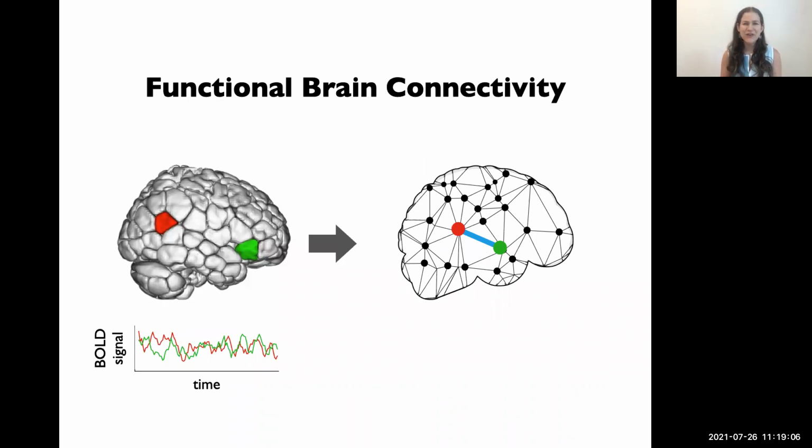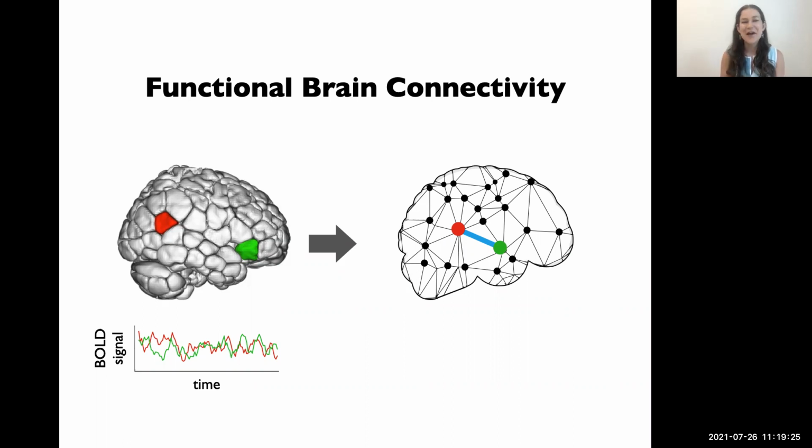I like to show this figure because it reminds me to emphasize that a line reflecting a functional connection in blue isn't implying a direct structural connection between these two parts of the brain. Instead, it reflects statistical dependence between their activity time courses.